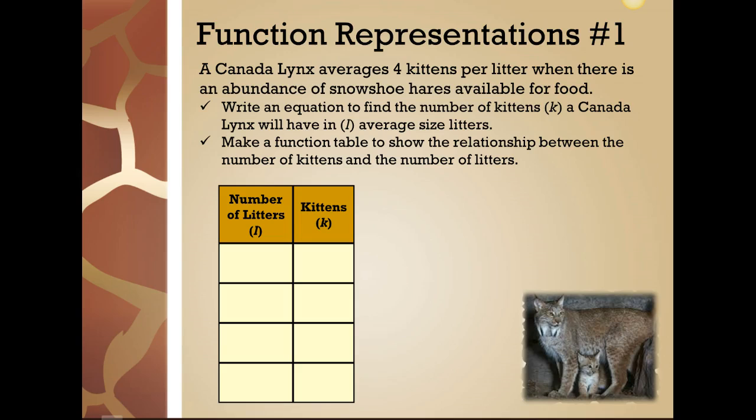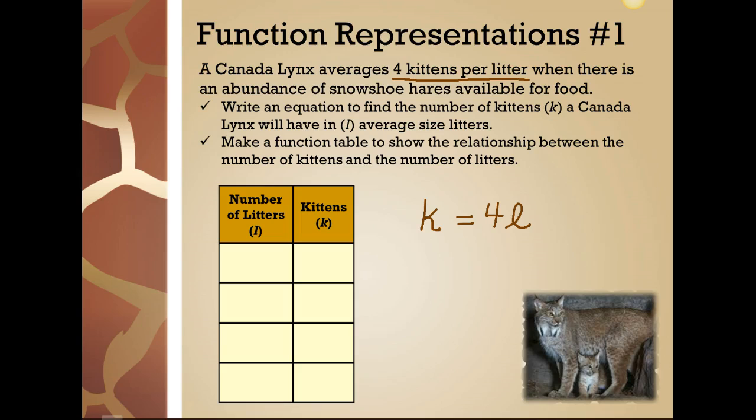Since we are writing an equation, we know we're going to have an equal sign. We'll set the dependent variable, or the output, equal to something that happens to the independent variable, or input. In other words, we're going to put k equals something that happens to L. In every litter there are 4 kittens, so we'll multiply 4 times the number of litters to find the total number of kittens. Then we'll complete our function table.